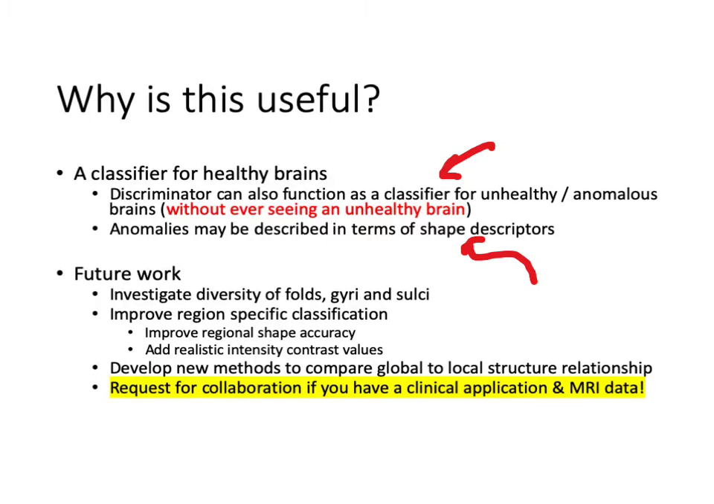And we are proposing to extend this work in future to investigate how to include diversity in the folds and the gyri and sulci of the brain surfaces to improve the region-specific classification, first by improving regional shape accuracy and improving the intensity values in the MRI, and finally to look into developing new methods to compare global and local structure relationships.